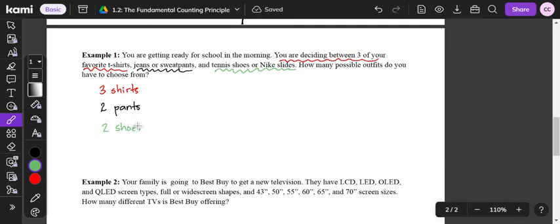Now, the fundamental counting principle does not limit you to only 2 things. There could be as many choices as you want. So here we have 3 different categories of choices. All we're going to do is say 3 times 2 times 2. That is 12 possible outfits.